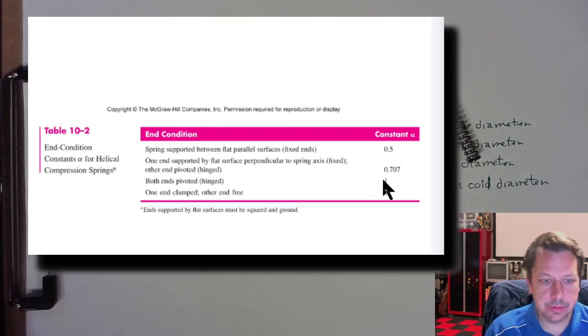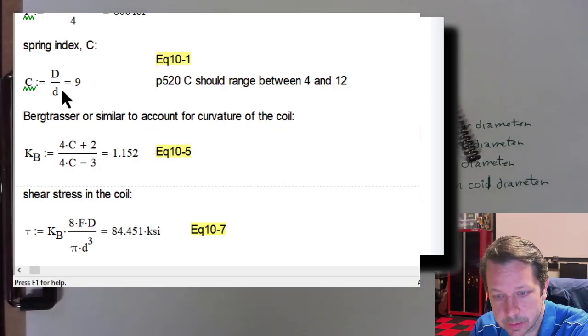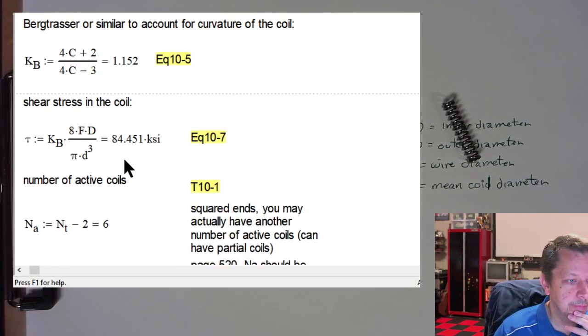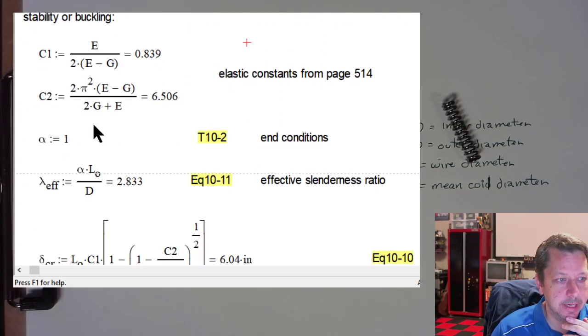So I chose 1. Both ends are hinged or pivoted, and so it's probably not quite as bad as a 1. But I don't think it's also quite as good as a 0.5 being clamped into the ends. So I chose 1 just to be a little more conservative. So that's alpha, the end conditions, table 10.2.